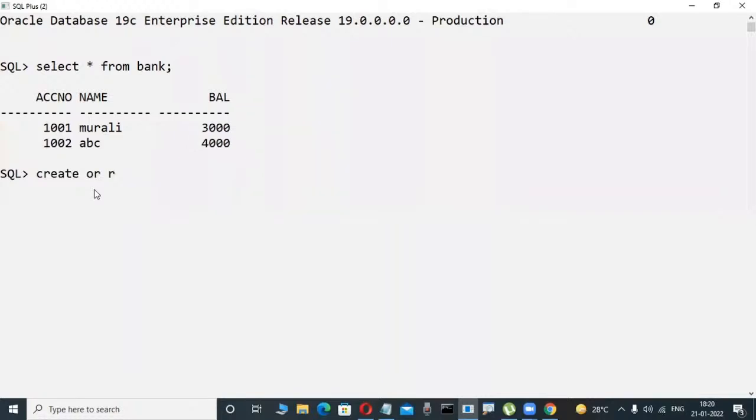I am writing a procedure. Okay, don't write it. Create or replace procedure. What happened? Observe it here, just the executions. My procedure name is withdraw. Withdraw is a procedure. Okay, fine.